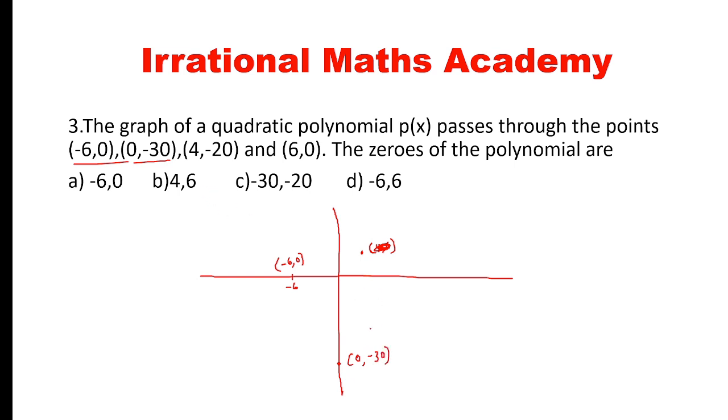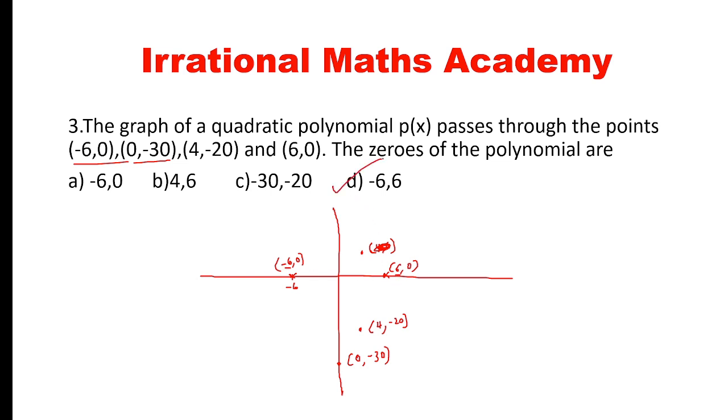Next, 4 comma minus 20 means the x coordinate value should be positive and the y coordinate should be negative. Somewhere here. Let us take. So 4 comma minus 20, and the fourth coordinate is 6 comma 0. So the y coordinate is missing. That means it lies somewhere here. 6 comma 0. The zeros of the polynomial lie on the x-axis. So this lies on the x-axis and this lies on the x-axis. So minus 6 and 6.